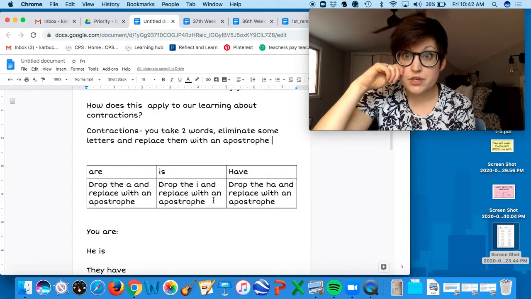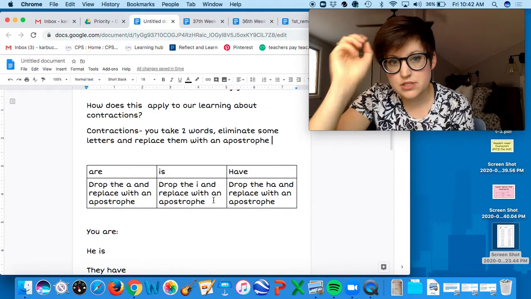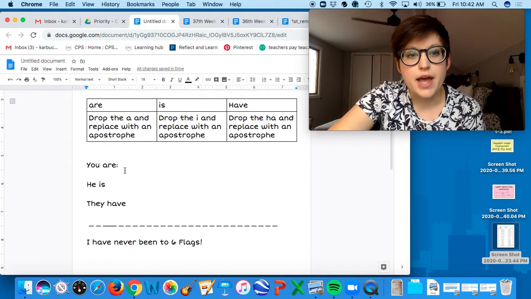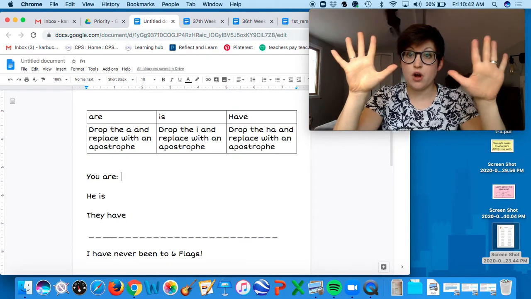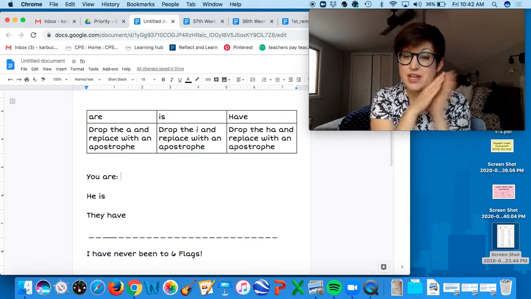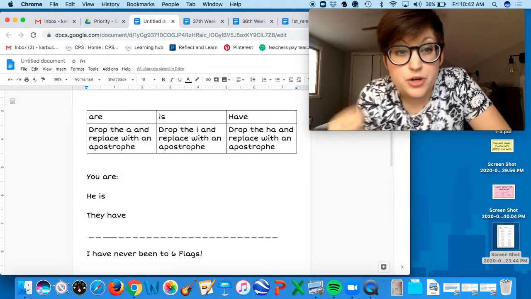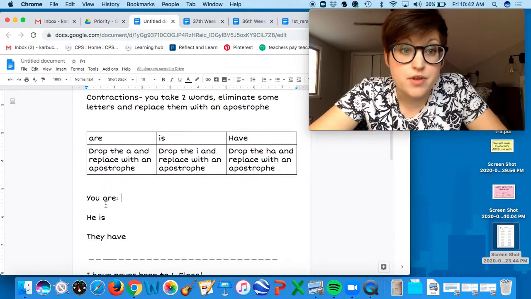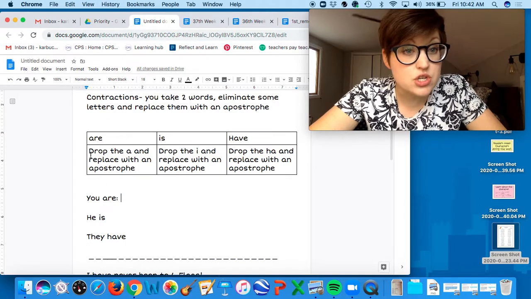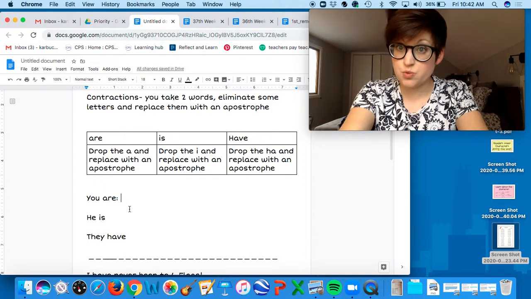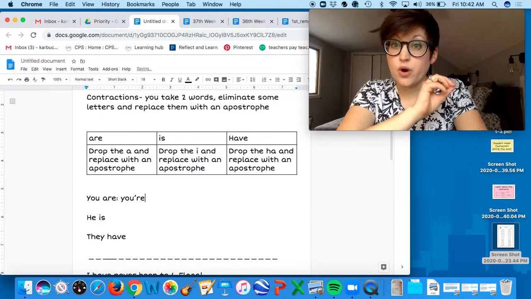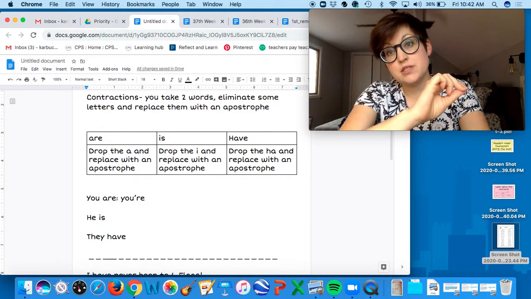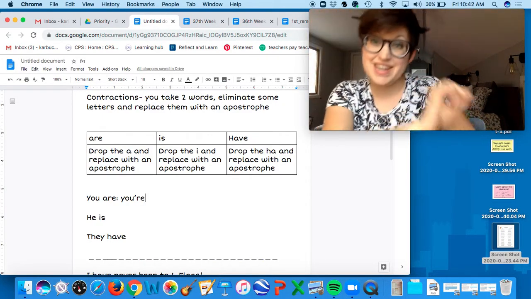So what we're going to do for just a quick practice before you jump over to Seesaw today is you're going to take a look at you and are. So we have the two words you plus are. How can we smash them down and contract them and make it smaller? Well, I know that when you have the are and you want to make it into a contraction, you just have to drop that A and replace it with an apostrophe. So I just write the base word you, apostrophe, R-E, you're. So you are nice would turn into you're nice.